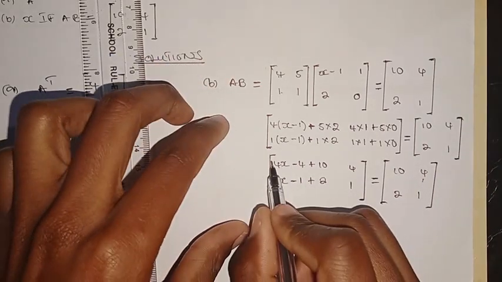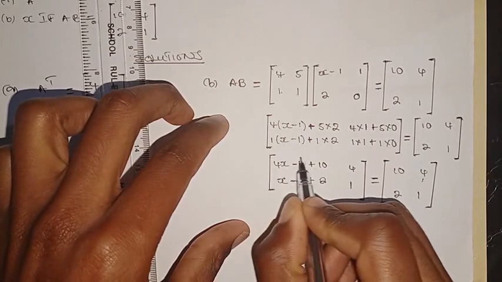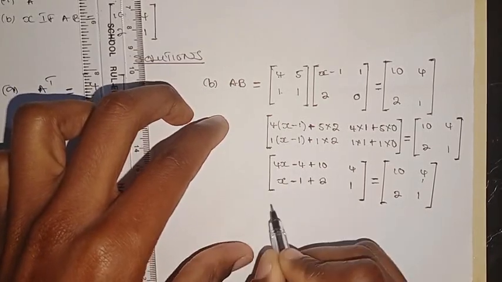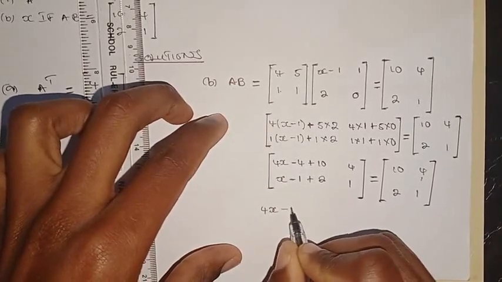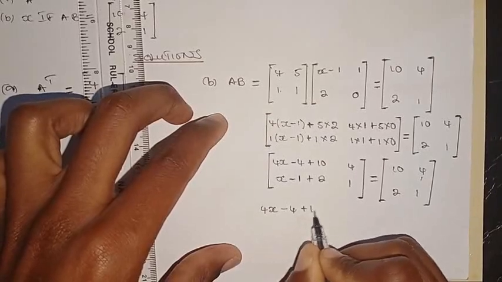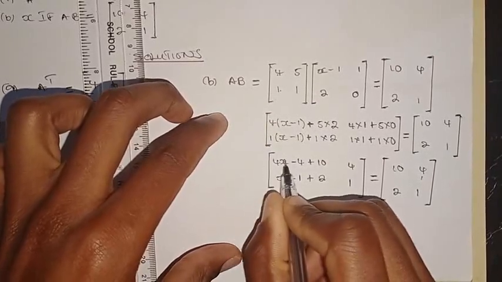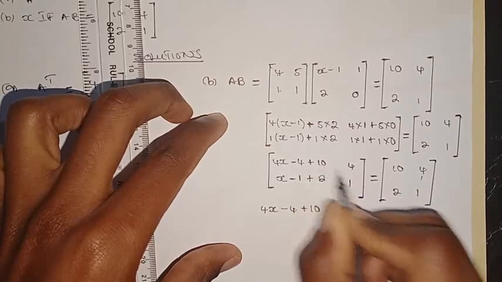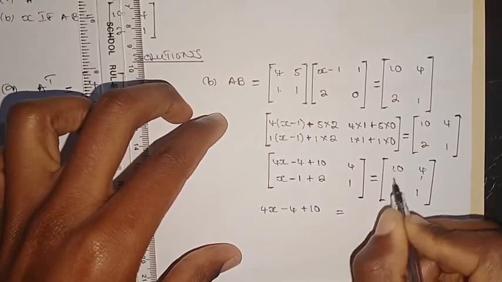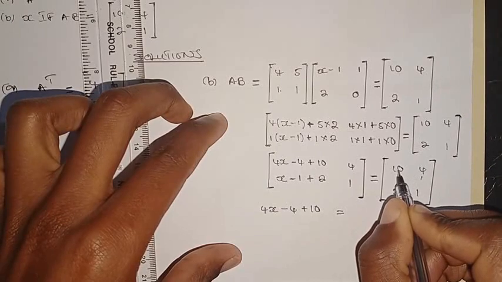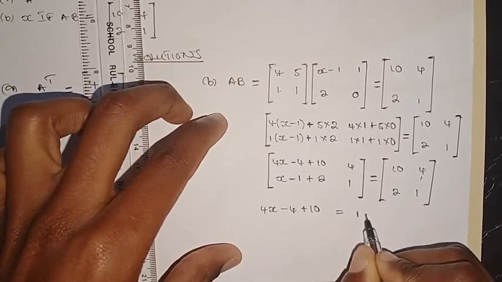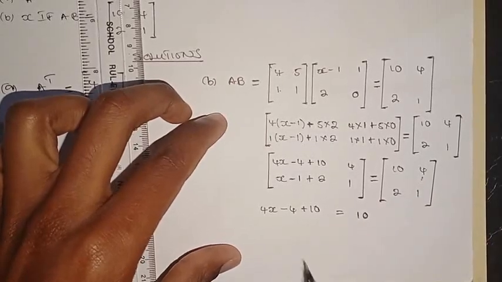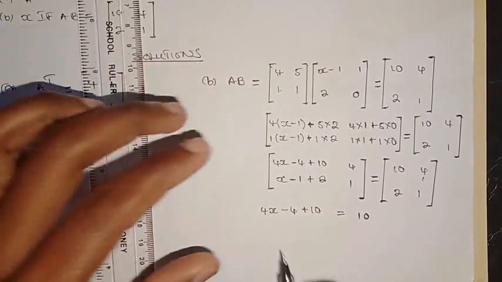For the first one, I'm going to use this one here, which is 4x minus 4 plus 10. So I'm going to say 4x minus 4 plus 10. As you can see, it's in the first row, first column. I need to equate it to a corresponding element that's also in the first row, first column, which is a 10, as you can see, like so. Then we need to just do some algebra here.